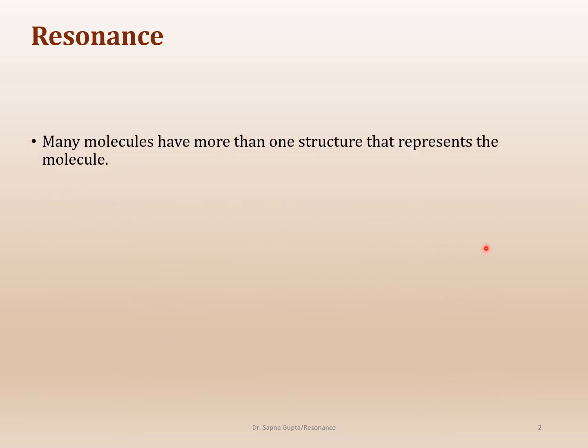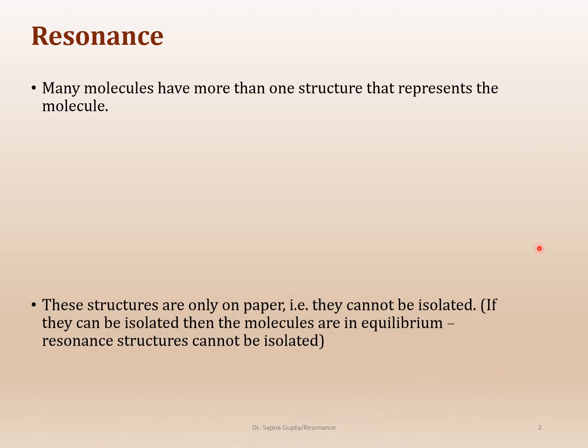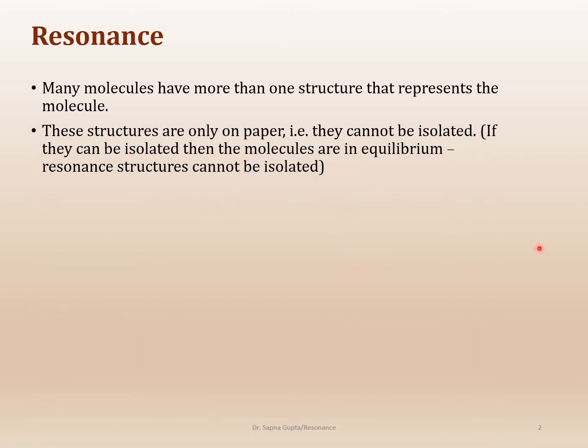So what is resonance itself? First of all, there are many molecules that can be represented by more than one structure. Not all molecules, and that's the whole point about learning resonance, which molecules are going to show resonance. The other thing about resonance, it's only on paper. Okay, so you cannot pick out a resonance structure from a solution and say, okay, I have this resonance structure, so I can prove it's there.